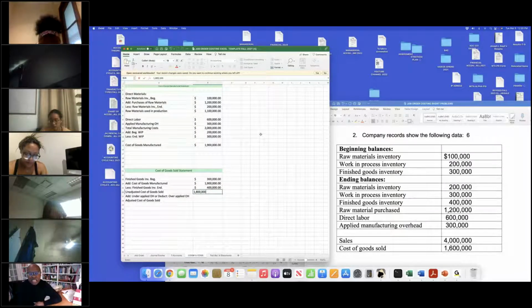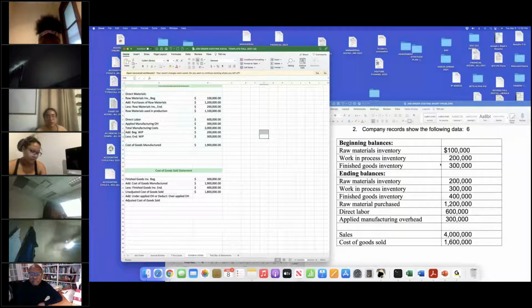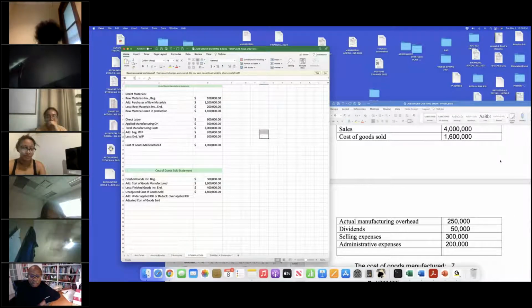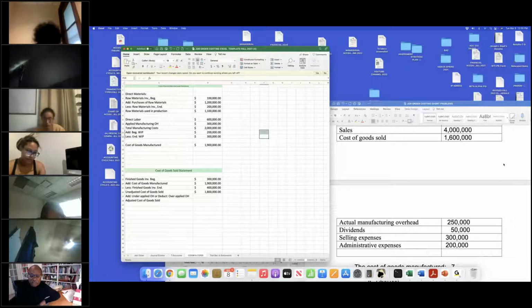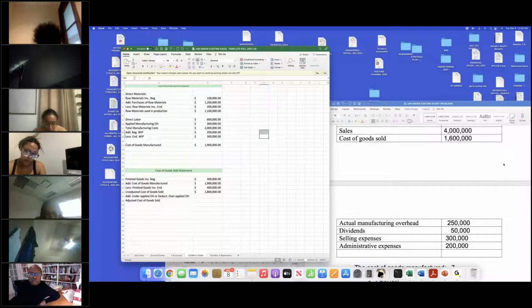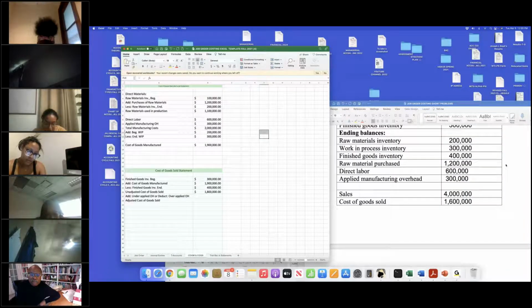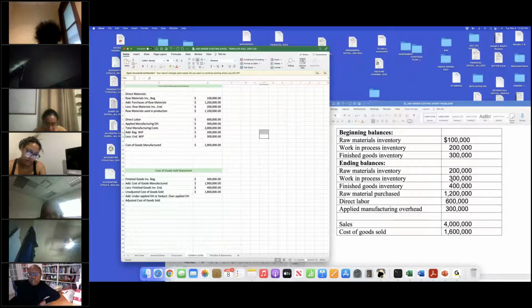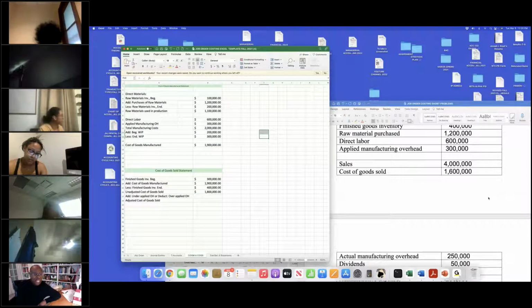And I don't think we had any over on the plot over here, did we? Oh, yes, we did. We had actual manufacturing overhead. Oh, we got a lot of things here. Actual manufacturing overhead was 250. So what are we going to do now? Put a negative for 50,000. We estimated the overhead was going to be what? 300,000. That's what we estimated. It actually turned out to be 250. So we over applied it.